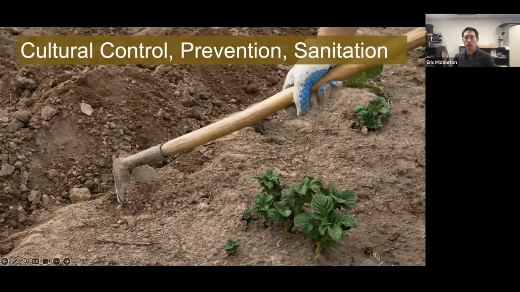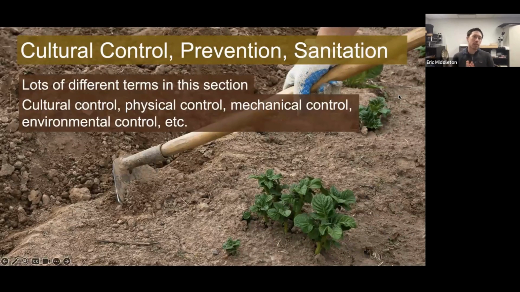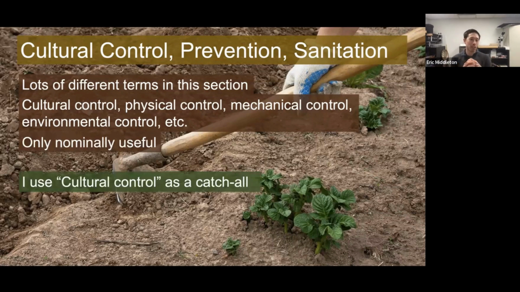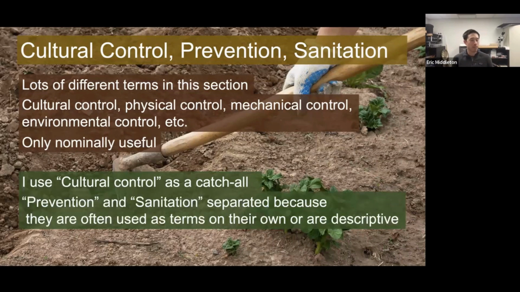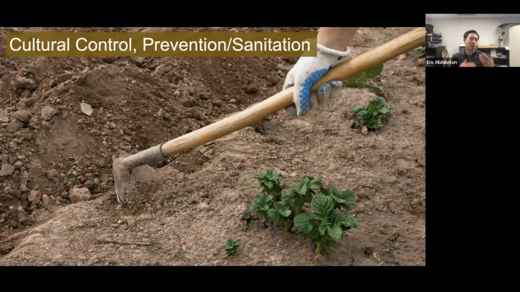So for this, one note is that there's a lot of different terms that can apply in this section, things like cultural control, physical control, mechanical control, environmental control. I personally don't find that to be very useful, although that's oftentimes shown in a lot of different textbooks. I prefer to lump them all together and use cultural control as a catch-all. So just note that that's what I'm doing here. I've separated out prevention and sanitation because I think they're often used as terms on their own and are pretty descriptive. But keep that in mind. So when I say cultural control, prevention, and sanitation, it's lumping a whole bunch of potential terms together as well.